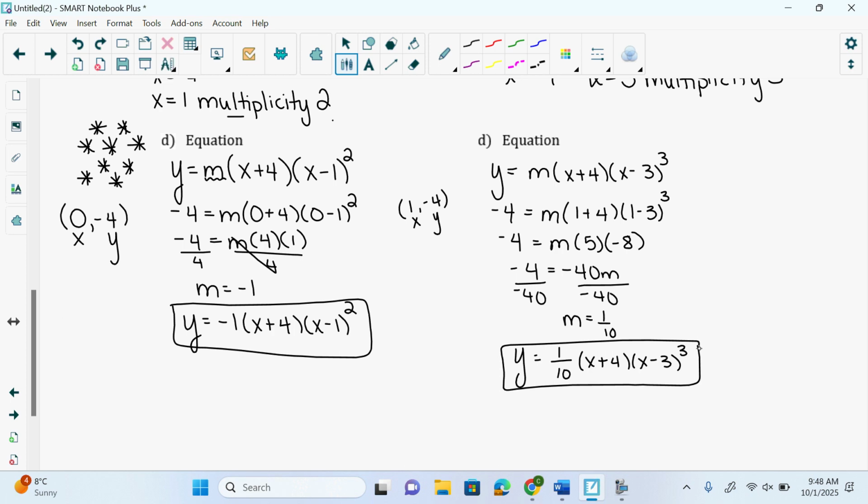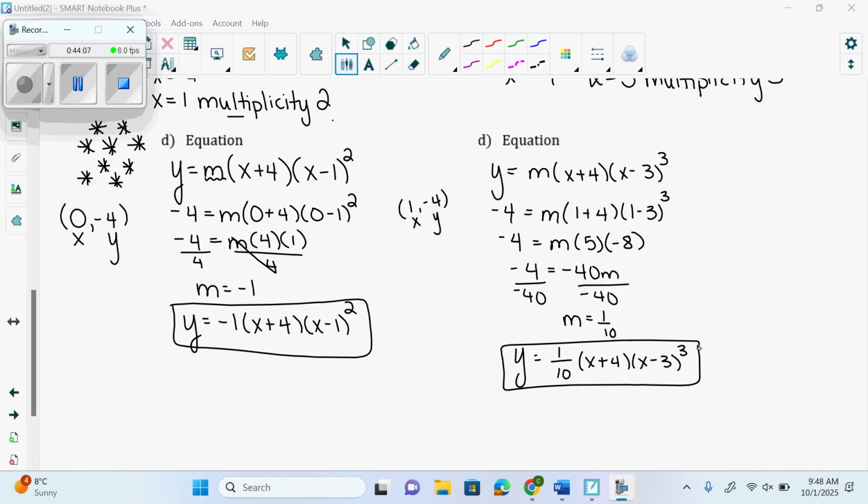Okay. I have this really awesome worksheet with a blank piece of paper on the back, super prepared. You're welcome.